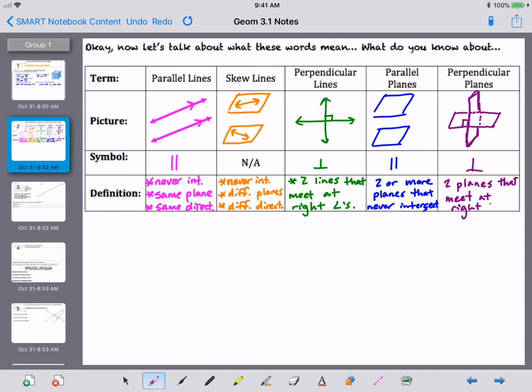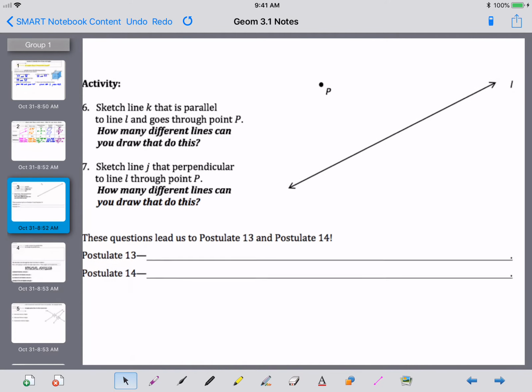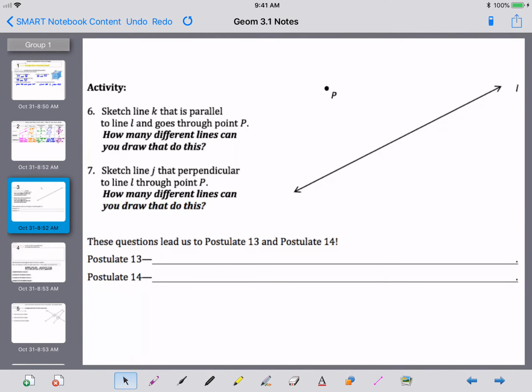All right, so let's take a look at some examples using these definitions. So the first example, we have an activity here. If you'd like to try this without my help, go ahead and pause the video. But we're going to move right along. So in the first thing, we are going to sketch line K that is parallel to line L and goes through point P. So let's try that.